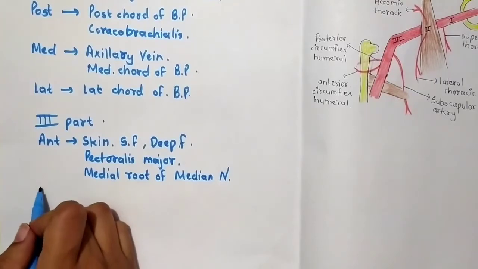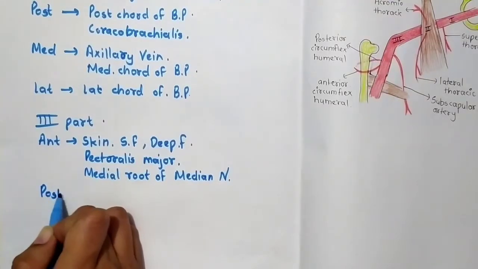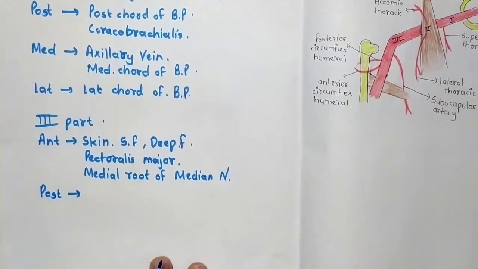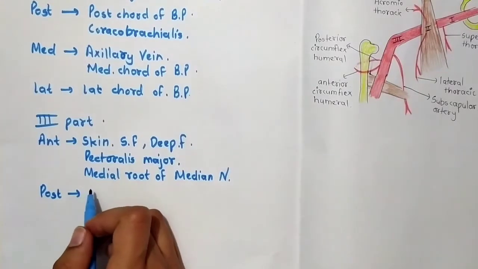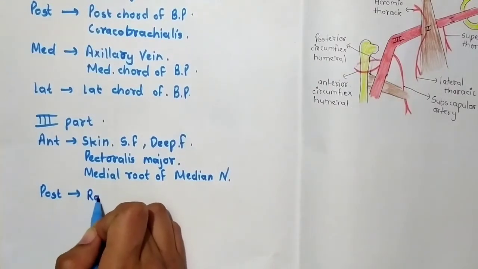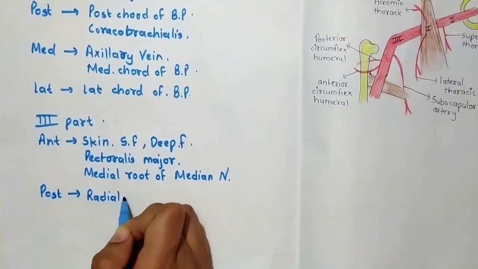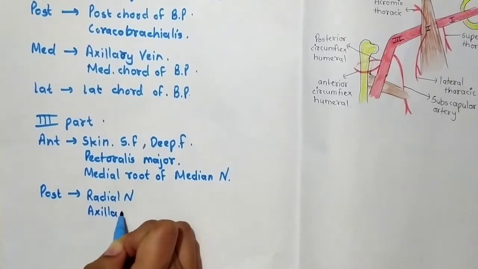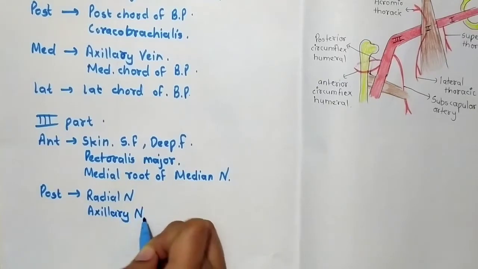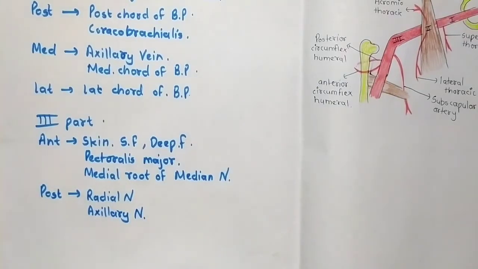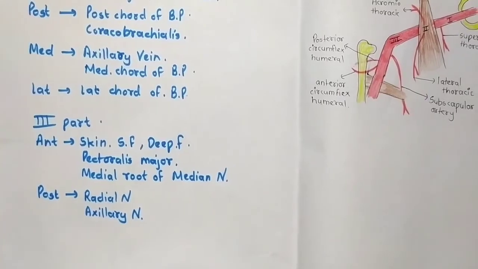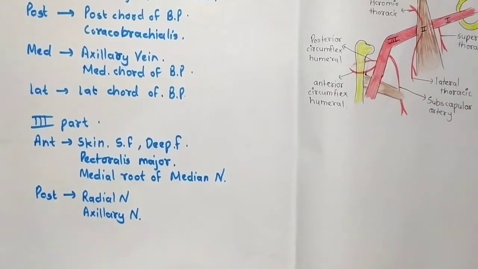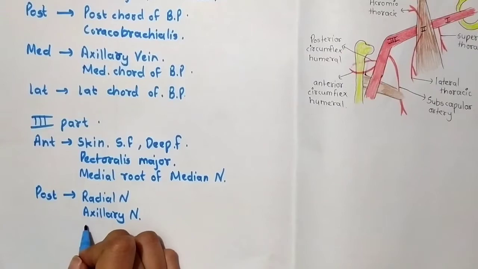And in the posterior relation there are the branches of the posterior cord, that is the radial nerve and the axillary nerve. Okay, so in the first and second part there are cords, and now in the third part there are branches of cords.